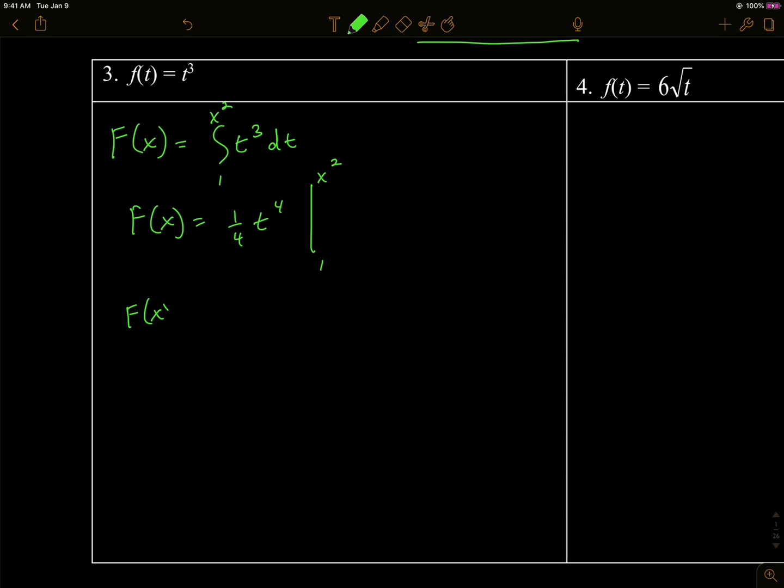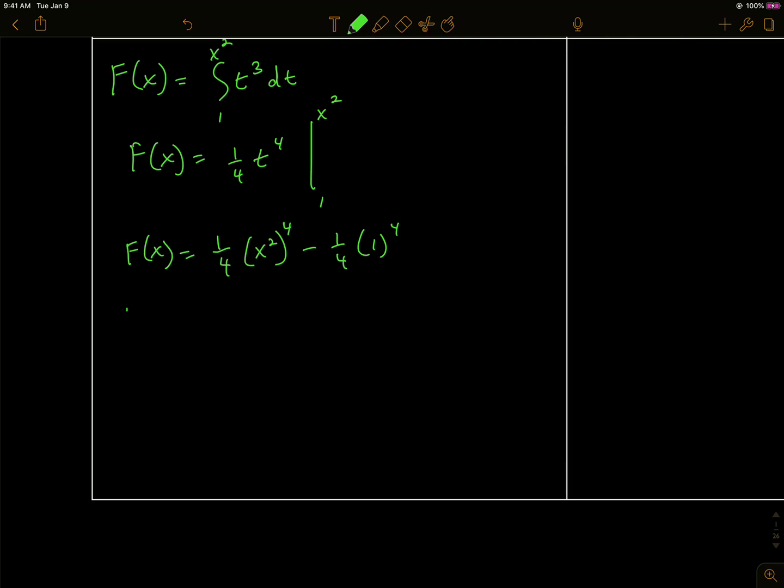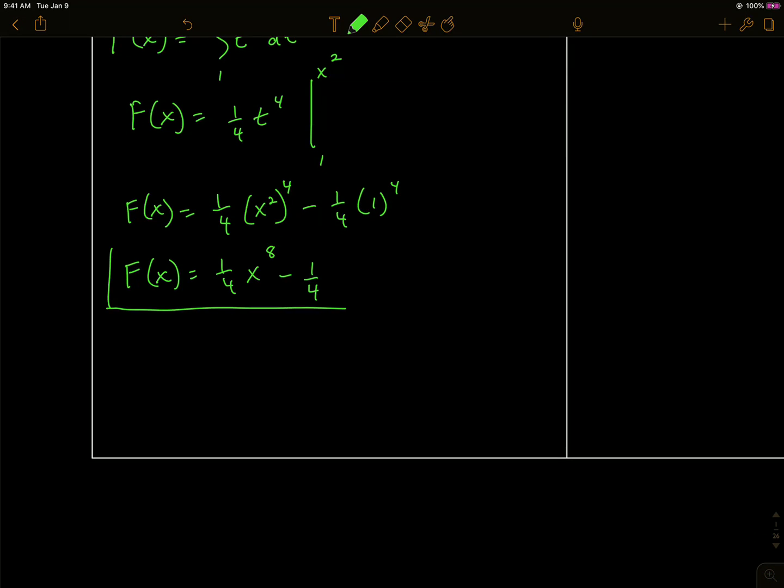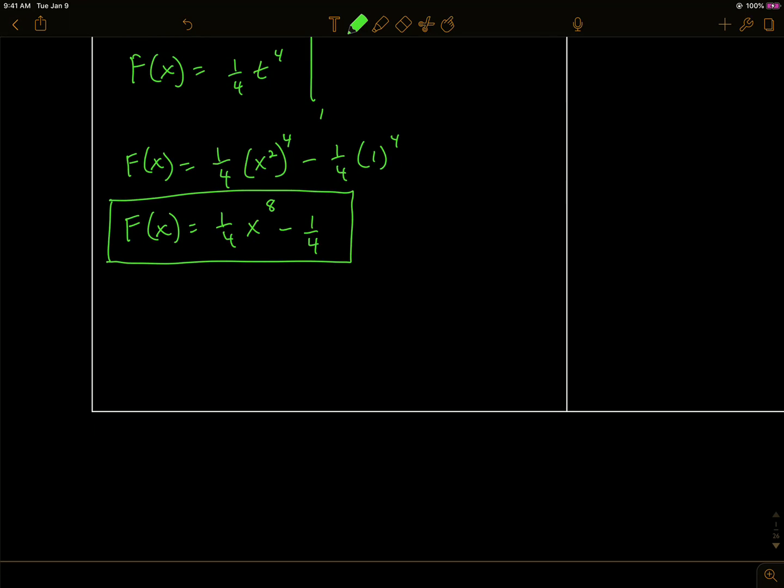So when I plug in the x squared, I get 1/4 x squared to the 4th minus, when I plug in the 1, 1/4 1 to the 4th. So my capital F of x in this case is 1/4 x to the 8th, because I multiply those exponents when I have a power raised to a power, minus 1/4. So there's our F of x not written in integral notation or integral form. And then if we take the derivative of it, so again, I've taken a function, I've integrated, and now I've taken the derivative. And so when I take the derivative, I get 2x to the 7th.